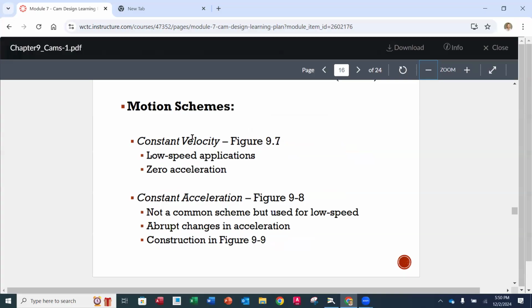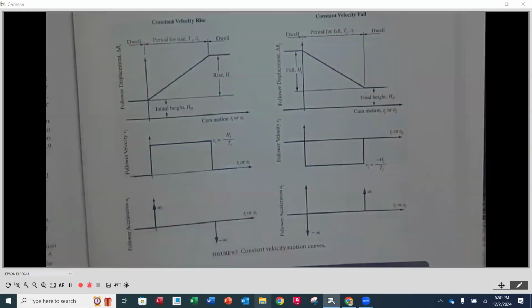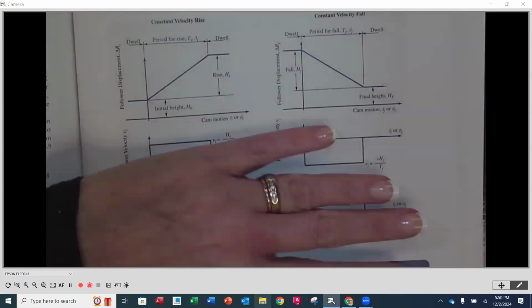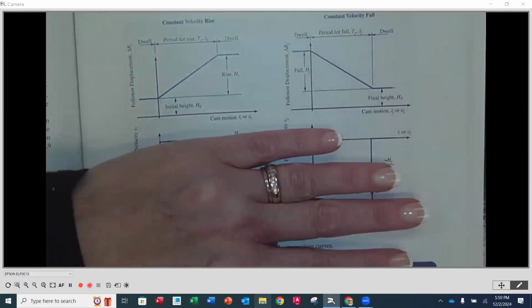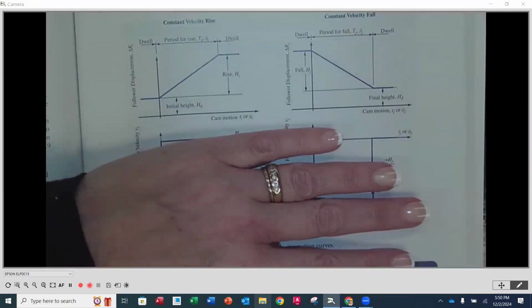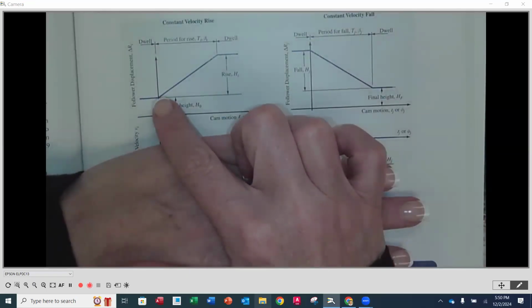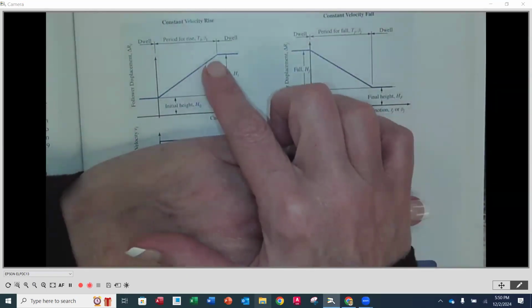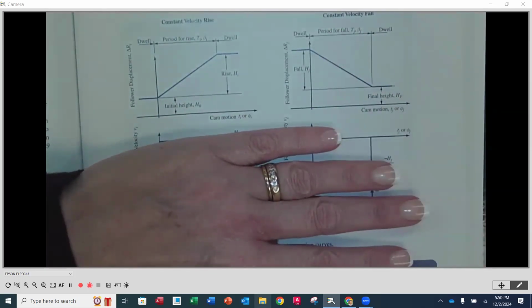As we look at the top of page 229, we're going to look first at constant velocity. On the top of page 229, we have some curves here. We're going to look first at the first column, which is constant velocity rise. The top one is follower displacement in whatever the units are. To construct a constant velocity curve, we simply connect from the origin point at the beginning to where it's going to end. That's it. This would be considered a rise, and on the right-hand side would be considered a fall.